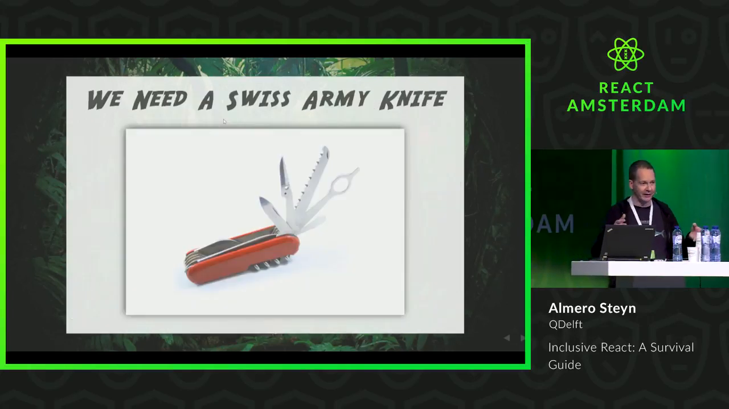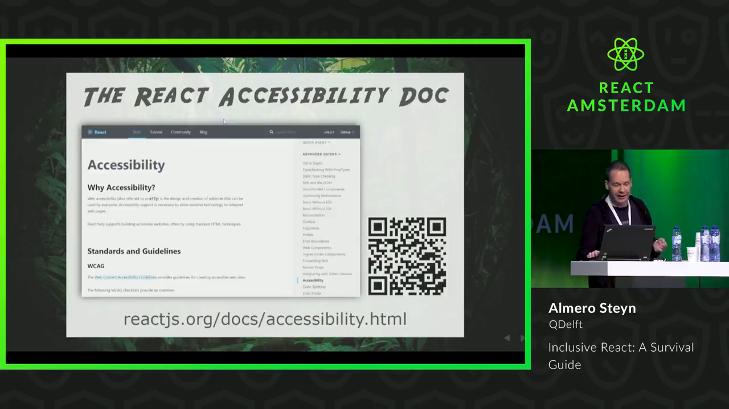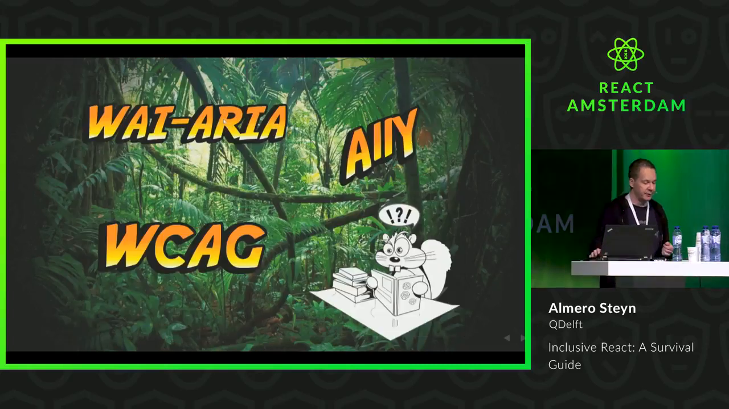How can you go out there and find these examples in your own applications? For that you need a Swiss Army knife to cut through these issues, and that Swiss Army knife is the accessibility page in the React docs. The official docs have got a page on accessibility. It tells you why we are doing accessibility, what accessibility is, and it also provides you with tons of good resources that you can use to make your React apps more inclusive and accessible.